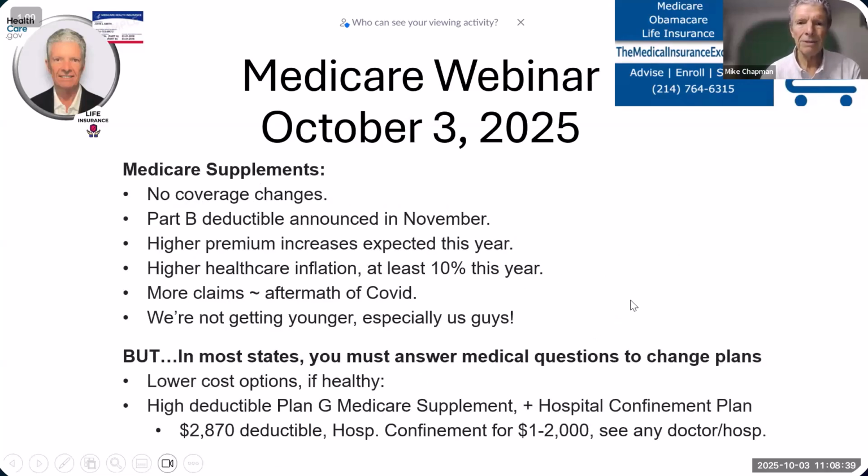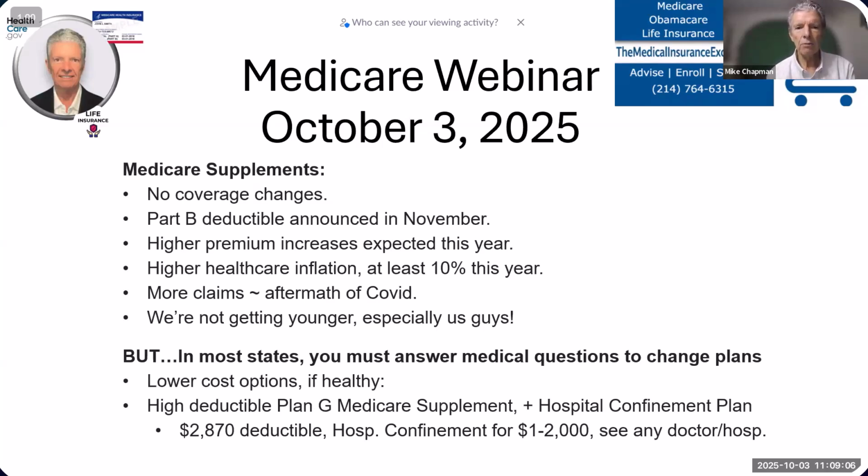Okay, Medicare supplement. Here's what's changing. Not very much. There are no coverage changes. The Part B deductible that a Plan G is responsible for won't be announced until November. This year, it's, I don't know, $260 or thereabouts. It will go up. It should be somewhere maybe $280, $290, $300. We're not going to know until November.